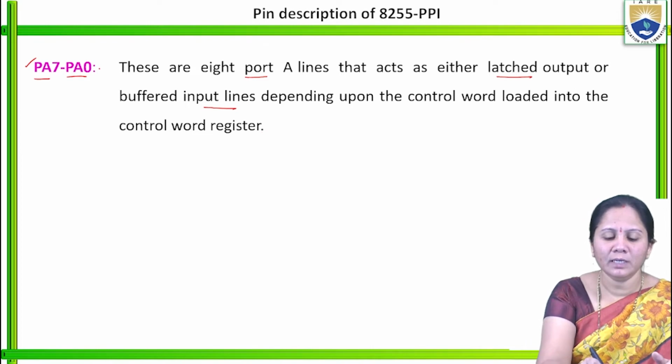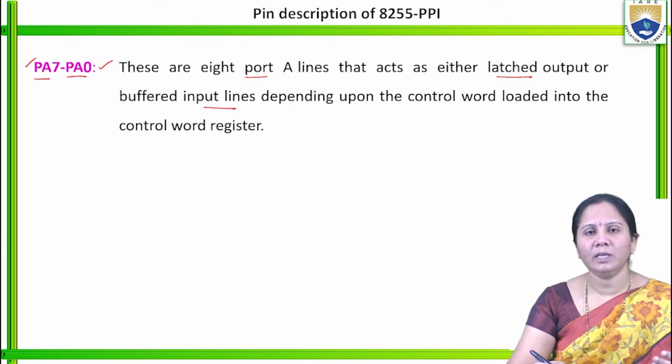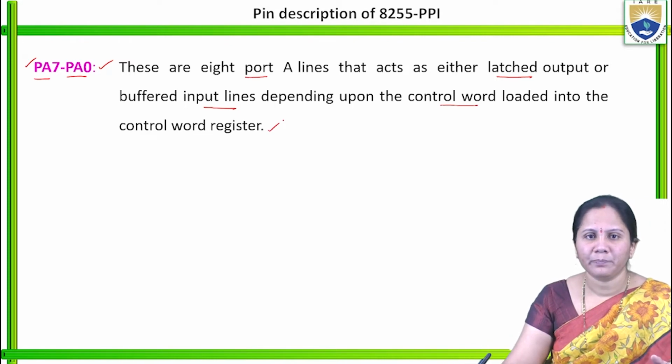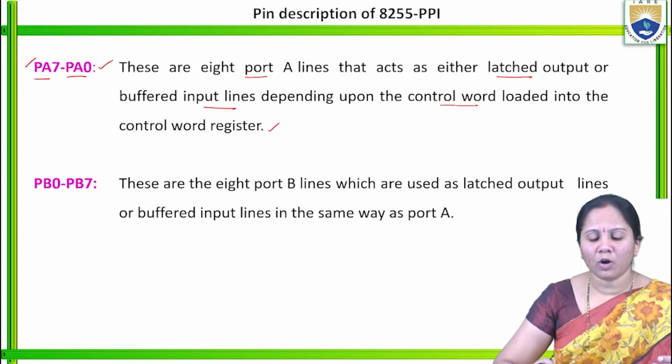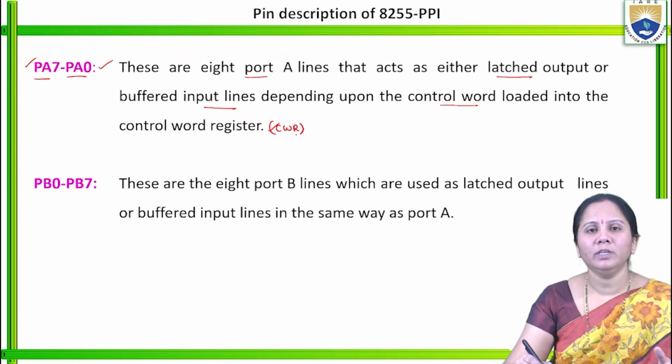As we have said, port signals are both IO, that means they are bidirectional signals. In one case they will act as an input port, in another case as an output port, depending on the control word that is loaded into the control word register. This control word register, CWR, is an 8-bit register. According to the conditions you give into this CWR, the 8255 will be operated.